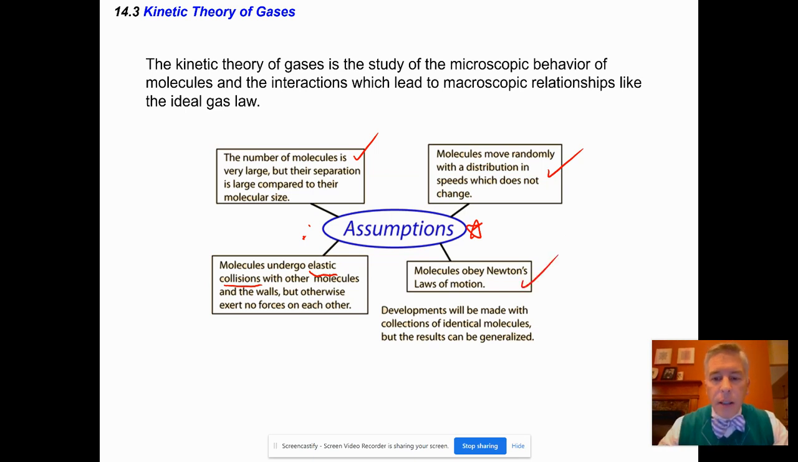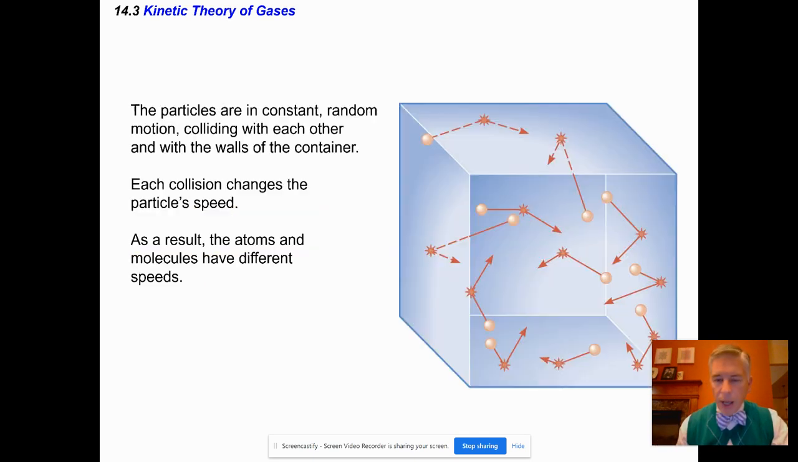And finally, we're going to assume that these molecules obey Newton's laws of motion. So these are assumptions that we make. At the molecular level, it's not the perfect situation if you want to be really picky, but it's going to lead to good macroscopic relationships, and we're going to be fine.